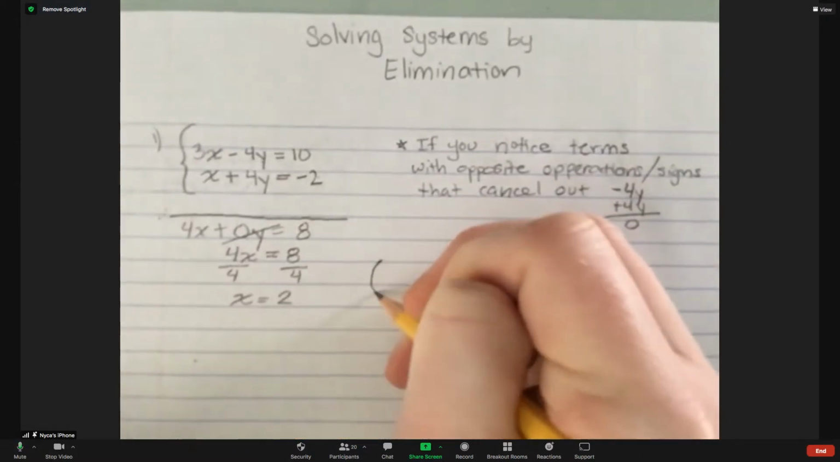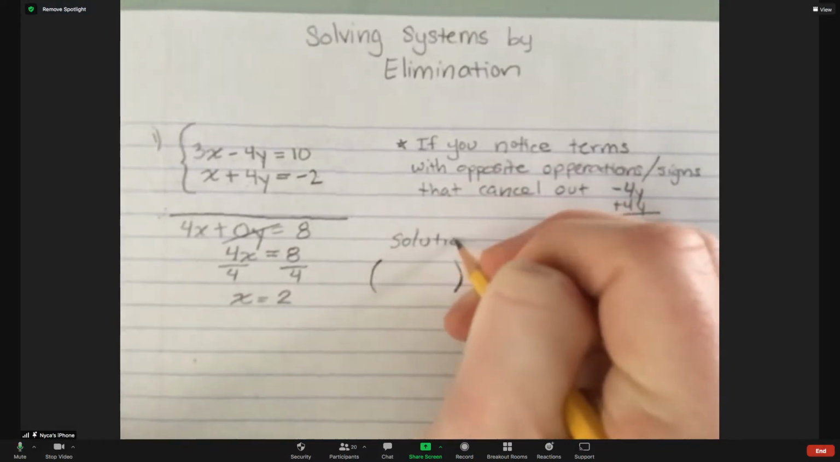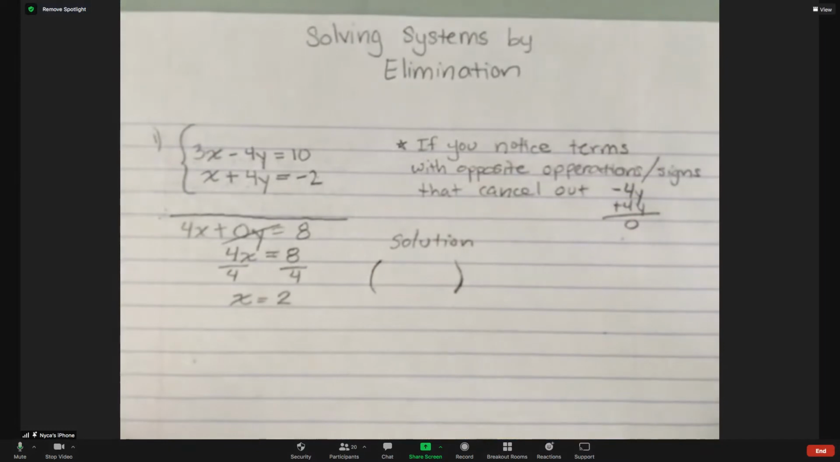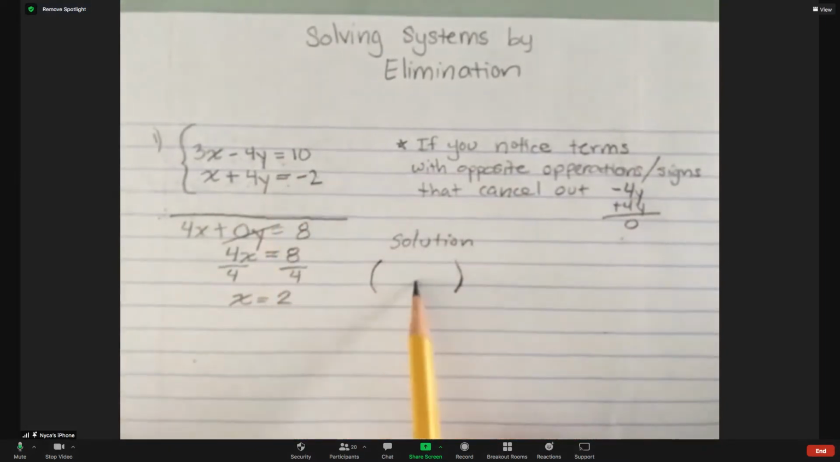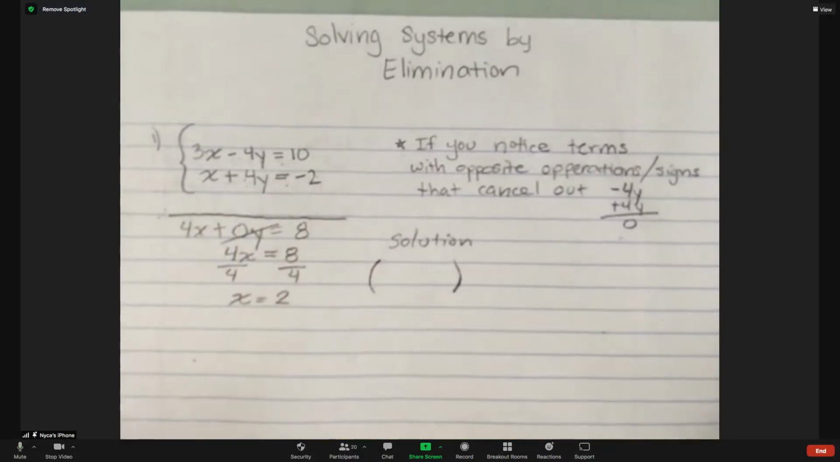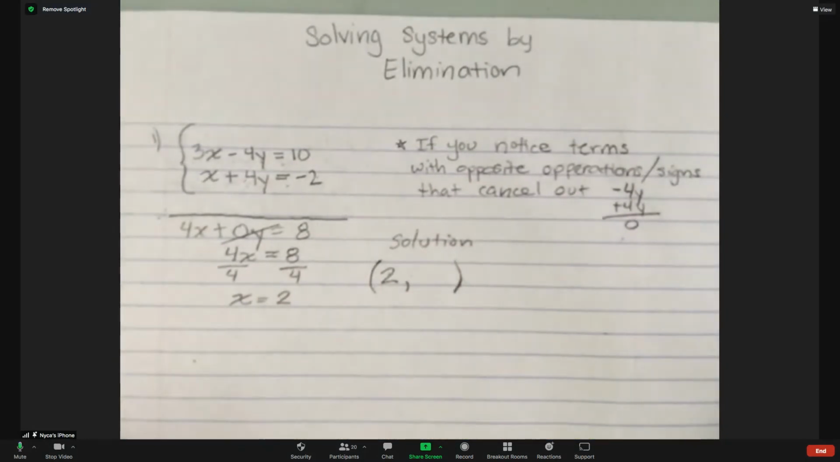What does that mean? That means for the answer, the solution, remember the solution to systems is the point at which both statements would be proven true if you were to plug it in. It's also the point at which these lines would intersect. So this point exists on both of the graphed lines. So that means that 2 is the x position. Now we need to figure out y. How do we do that?